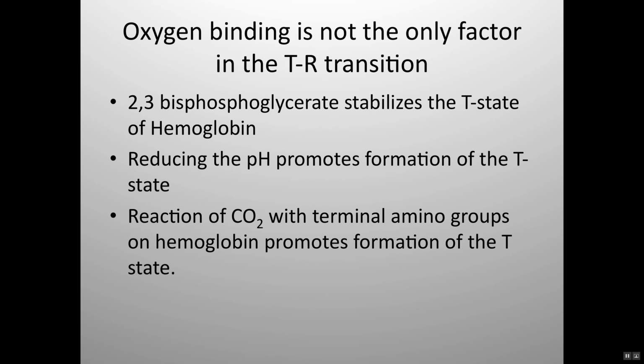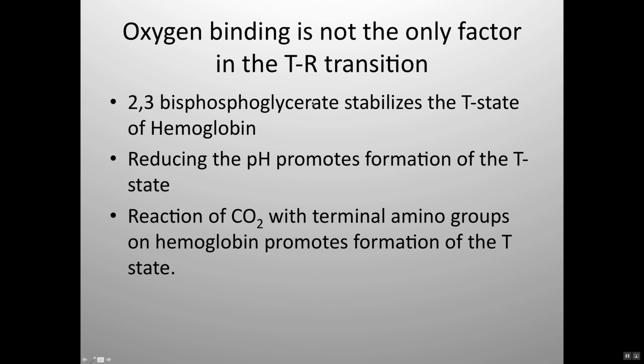Now, oxygen binding is not the only factor in the T to R transition. There are other things that regulate whether hemoglobin is in the T state, that is the low oxygen binding state, or the R state, the high oxygen binding state. One of these is a molecule called 2,3-bisphosphoglycerate. This binds to hemoglobin and stabilizes the T state. Also, if you reduce the pH of the environment, you promote formation of the T state. So if hemoglobin goes into an environment with a lower pH, it's going to unload its oxygen. And the other thing is that reaction of carbon dioxide with terminal amino groups on hemoglobin also causes a conformational change which promotes formation of the T state.